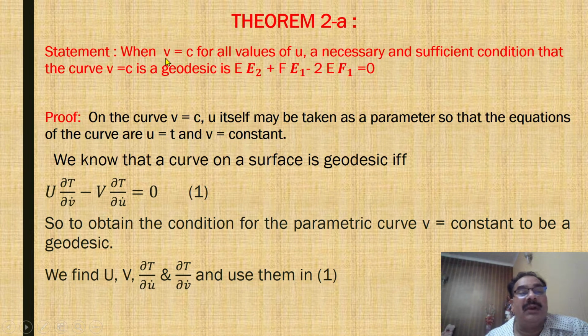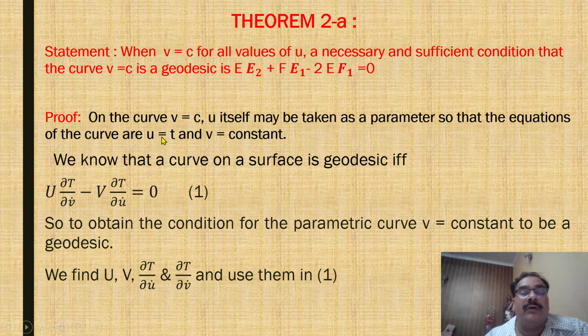What is the statement? The statement is that when v is equal to c for all values of u, a necessary and sufficient condition that the curve v equal to c is a geodesic is E2 plus F E1 minus twice E F1 is equal to 0. The symbols have their usual meaning, which was discussed in the previous chapter of this differential geometry.